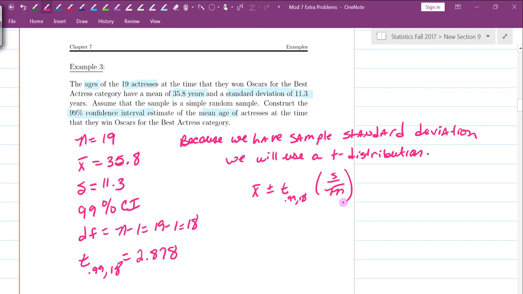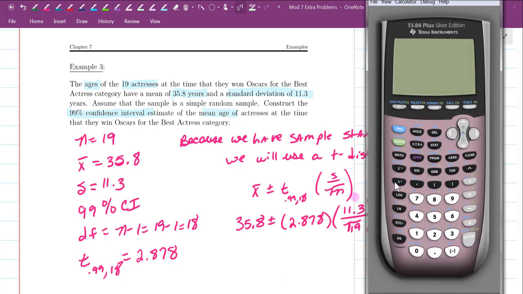So we will plug all of this in and we will have 35.8, I don't have a disappearing ink, minus 2.878 multiplied by 11.3 divided by the square root of 19. We're going to put that in our calculator. Okay, so we're going to bring up our calculator and we're going to punch this in.